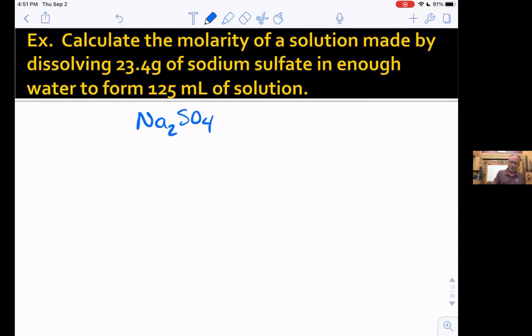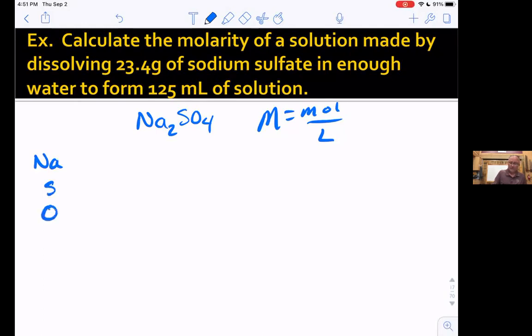In order to solve, molarity is calculated as the moles of the solute divided by the liters of solution. So I will need to change this number of grams of sodium sulfate into moles. To do that, I'll need to calculate the molar mass. Now, I would just tell you the molar mass, but having seen your exams, it might be a good idea for me to review that process real quickly.